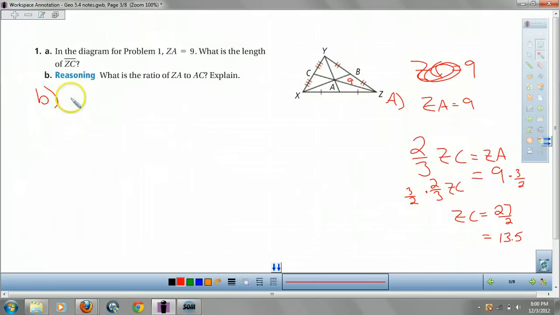B. Now what's the ratio of ZA to AC? We said this is 2/3, right? And this is 1/3. So our ratio would be 2/3 to 1/3. But now you can't have fractions in a ratio. So what can we multiply both of these by? What about 3? So you get 2 to 1, is that ratio.